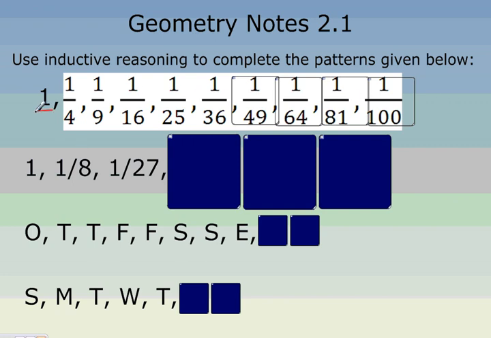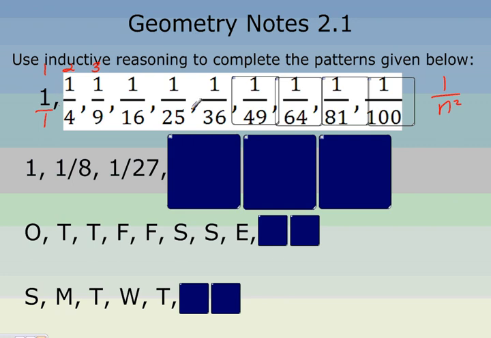And if I think about it like this, if I put our first one over 1, then what's going on is if this is my first term and this is my second term and this is my third term and so on, then what I have is the reciprocal, so 1 over my term number squared, because this is 1 squared and this is 2 squared and this is 3 squared and so on.